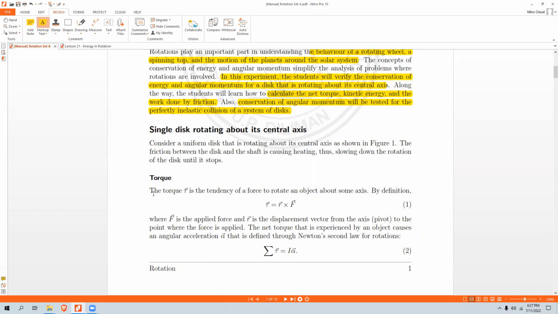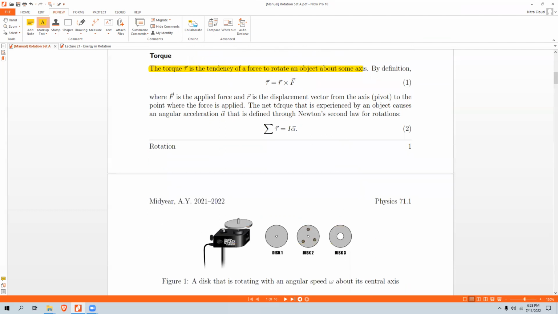So we define the torque. The torque is the tendency of a force to rotate an object about some axis. If the force is a quantity that is required to induce motion, in turn, torque is a quantity required to induce or to stop a rotation. The formula for torque is given by this cross product here, where r is your displacement vector from the axis or pivot point, and F is your applied force.